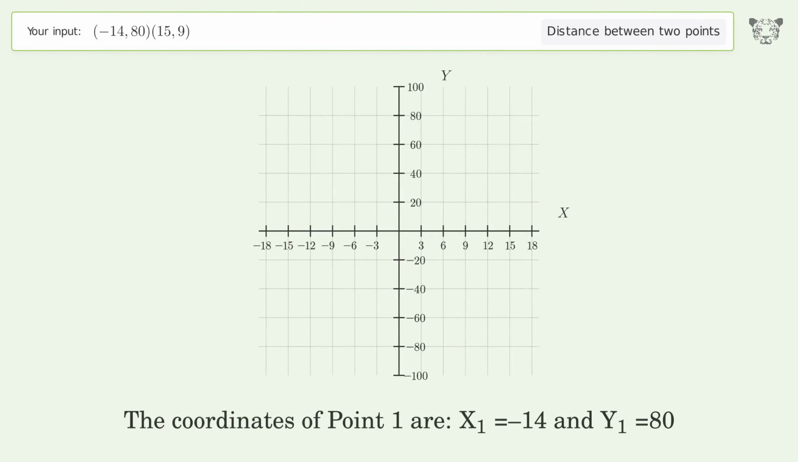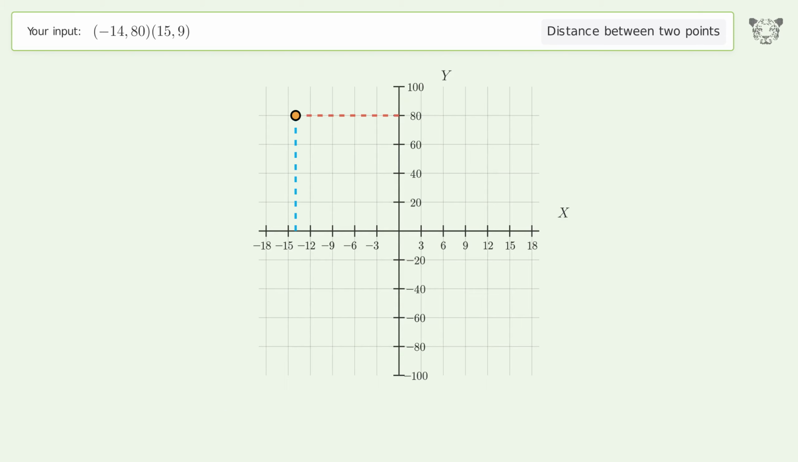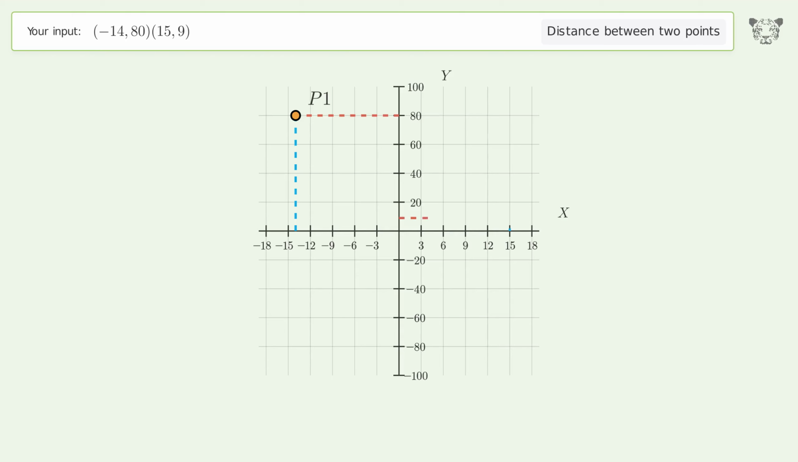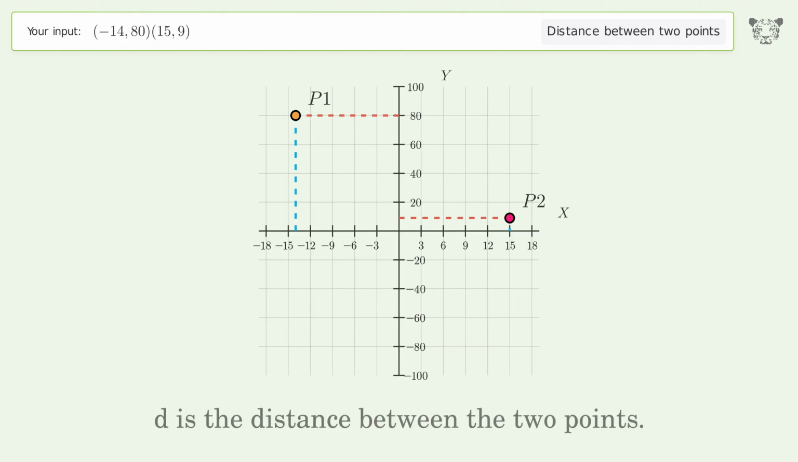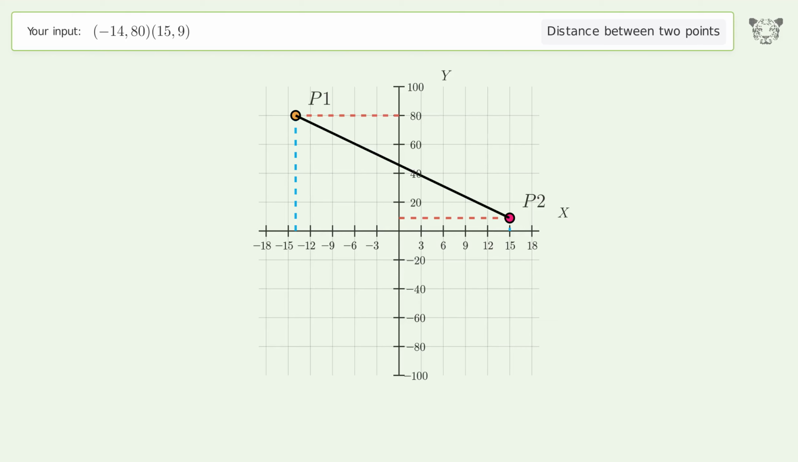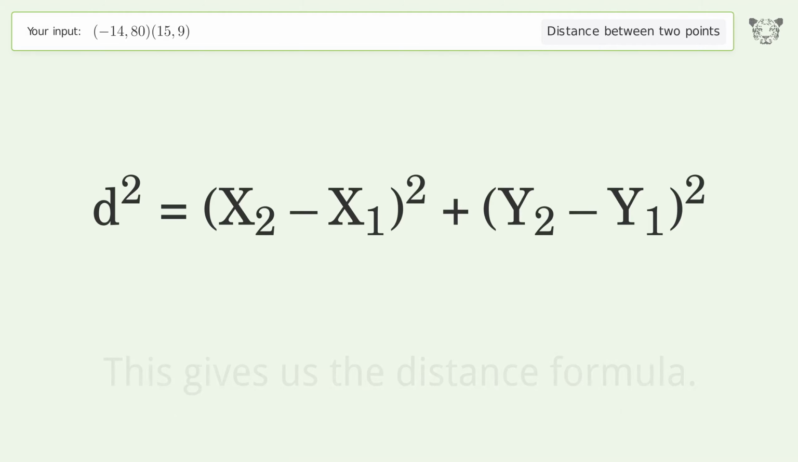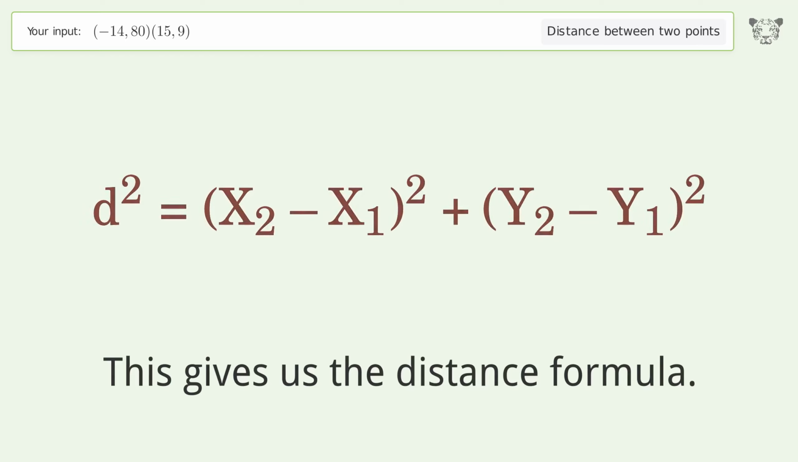The coordinates of point 1 are x1 equals -14 and y1 equals 80. The coordinates of point 2 are x2 equals 15 and y2 equals 9. D is the distance between the 2 points. First, take the square root of both sides of the Pythagorean theorem. This gives us the distance formula.